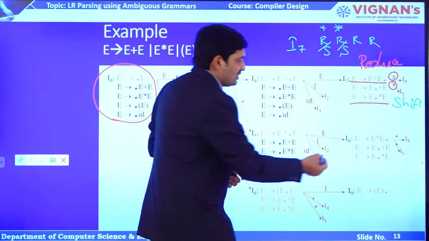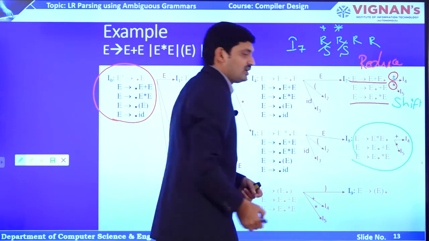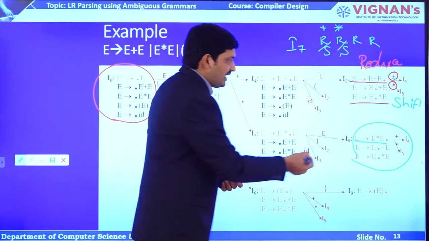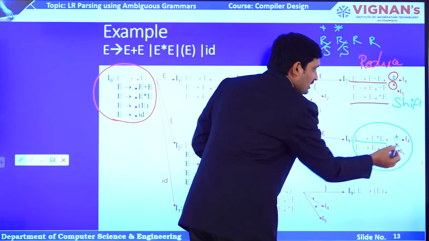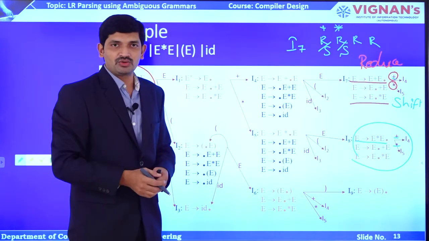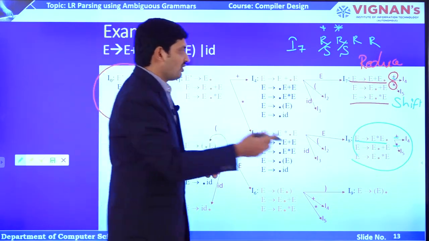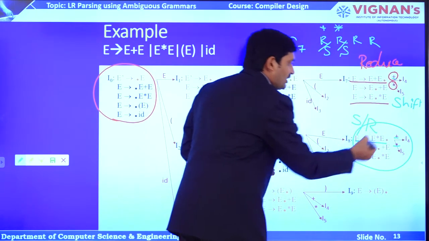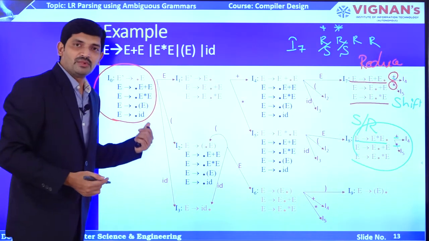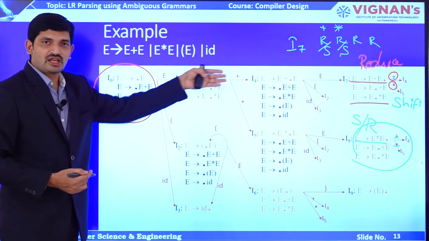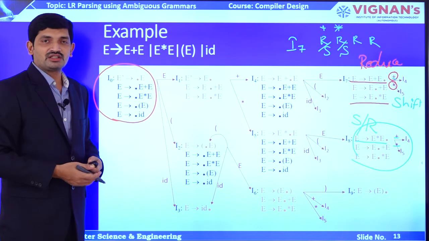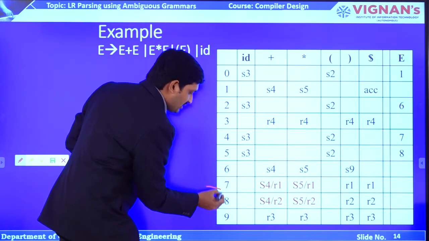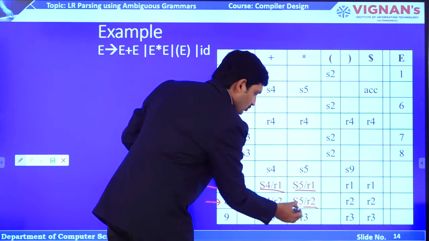The same thing occurs in the I8 state. Why? Because this is a final item. So, I have to place the reduce operations and there is a goto operation on plus and star. So, definitely I have to write the shift operations on that. So, again in the I8 state also we are going to generate the SR conflict. The grammar is ambiguous. So, in some states like I7 and I8 it is going to generate the SR conflicts, as shown below.